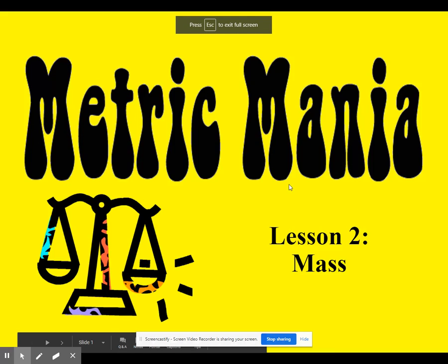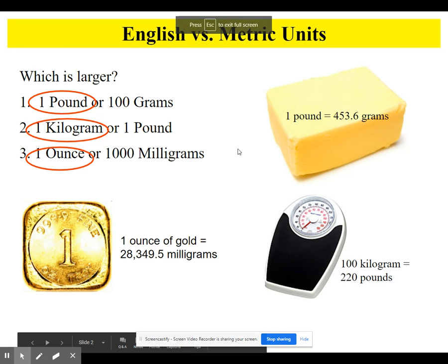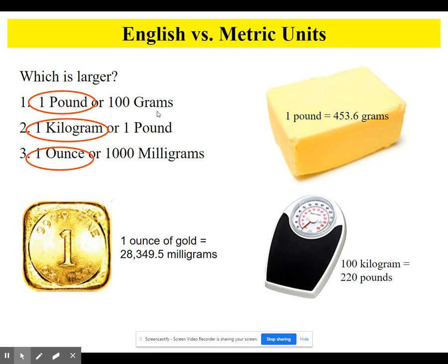Okay, mass is the amount of matter in an object. We measure that in grams or kilograms. The closest equivalent we have in English measurement is pounds, although pounds doesn't measure mass, pounds measures weight, right? So what's the difference between mass and weight?